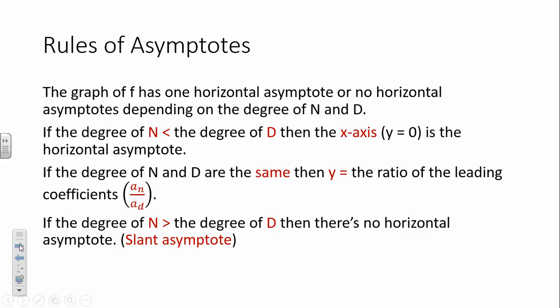Exactly. Okay. And then when the degree of the numerator was bigger than the degree of the denominator, then we had our slant asymptote. And that slant asymptote was found by doing what? Yeah, division. We just divide. And we don't care about the remainder, we just divide them. So these are all things that we explored and figured out through our asymptote exploration.